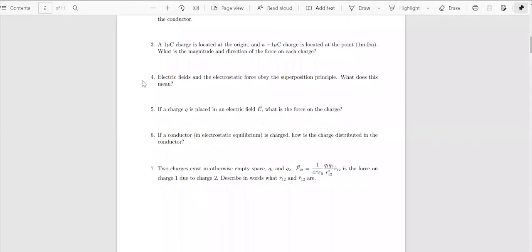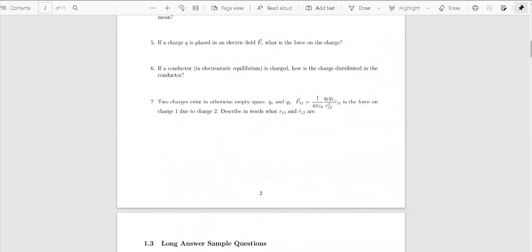All right. If a charge Q is placed in electric field E, what is the force on this charge?